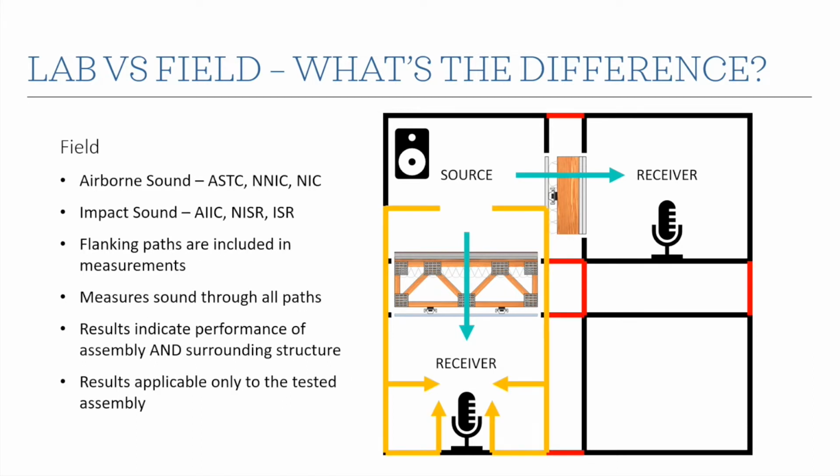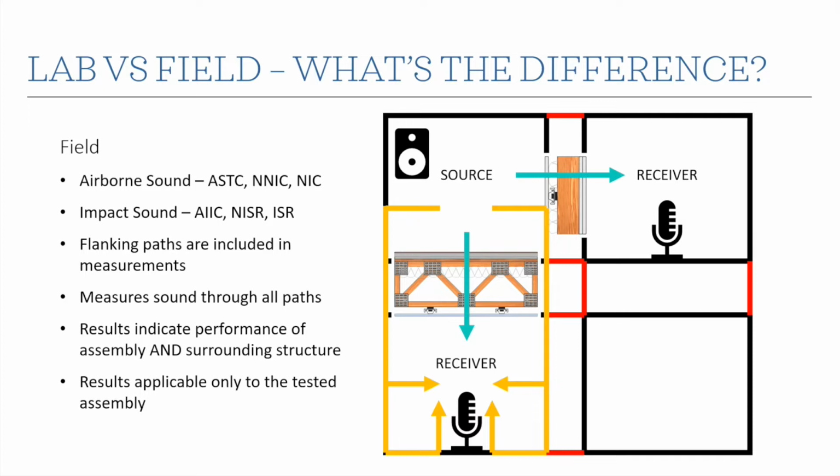In the field, we have different ratings, and we have this whole alphabet soup. For airborne sound, we have three different ratings: ASTC, NNIC, and NIC. I'm not going to go into the differences between them. Just know that when you see those, they are airborne sound and field measurements. The differences deal with room conditions, sizes of rooms, sizes of partitions, the amount of absorption in the spaces, and those kinds of things. For impact sound, we also have three different metrics: AIIC, NISR, and ISR. Again, the measurement methodologies are very similar, and the differences are in room conditions and site conditions.